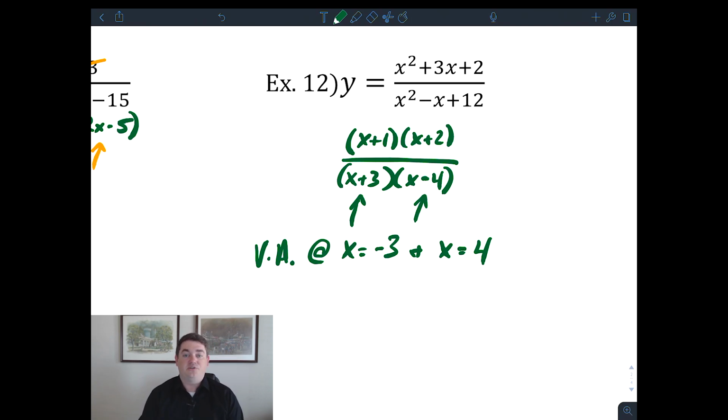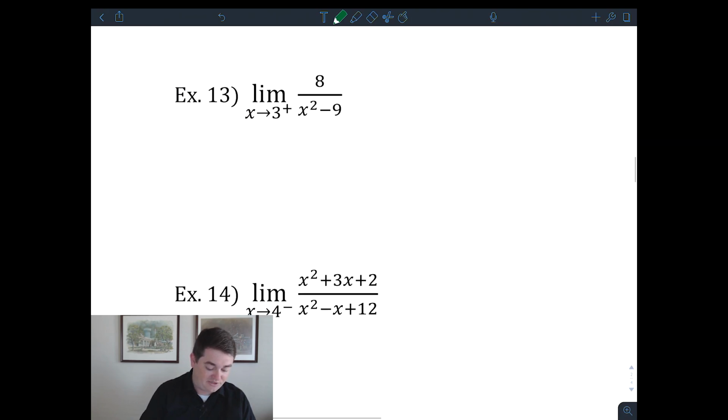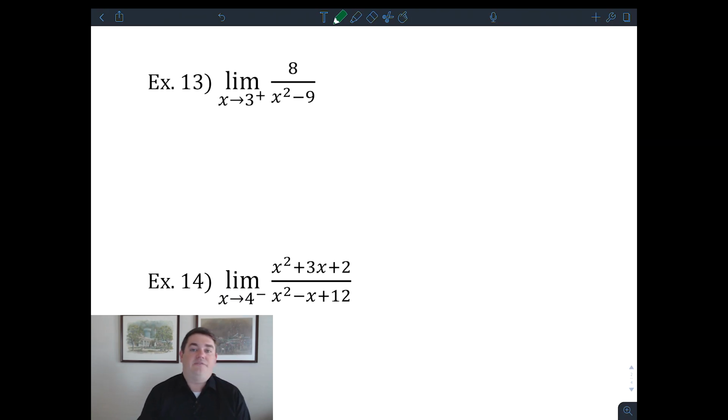Okay, so in order to do one-sided limits at vertical asymptotes, first we need to know how to find vertical asymptotes. So we're going to take these 2 skills and put them together here. So look at example 13. Find the limit as x approaches 3 from the right of 8 over x squared minus 9.